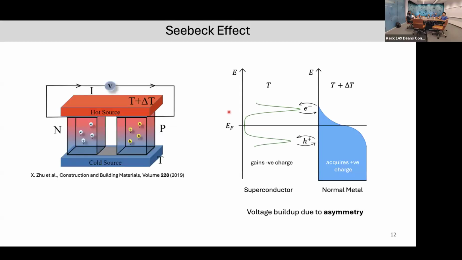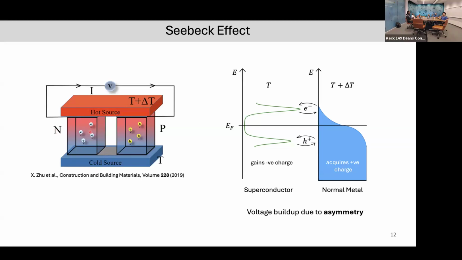But before going to the results, I would like to discuss what is known as the Seebeck effect. The Seebeck effect is part of two characteristic thermoelectric phenomena, the Seebeck and Peltier effects. In the case of the Seebeck effect, what you have is a thermal bias across a material. So we have a hot source and a cold source here.